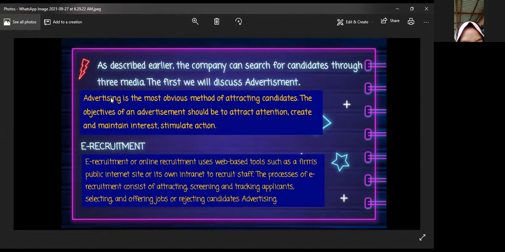And online recruitment uses web-based tools such as a firm's public internet site or its own intranet to recruit staff. The process of recruitment consists of attracting, screening, and tracking applicants, setting them on jobs, or rejecting candidates. Next slide.